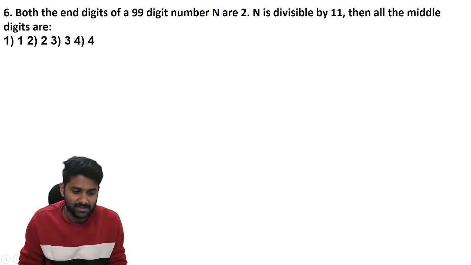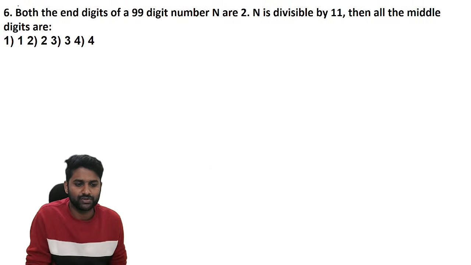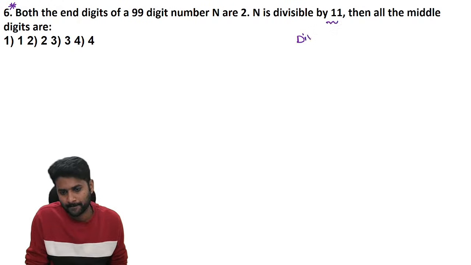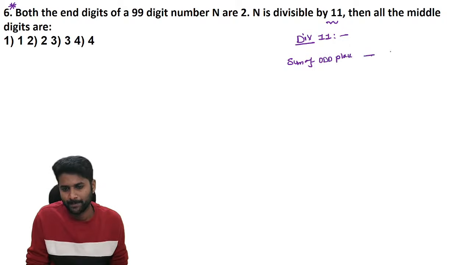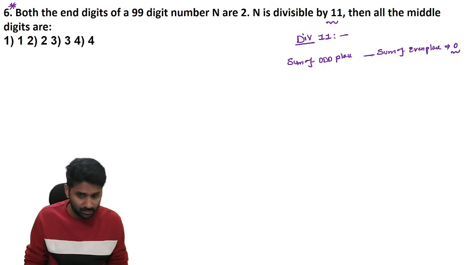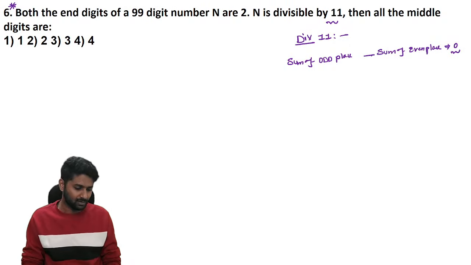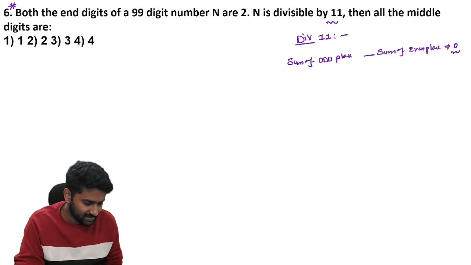Next. See, understand one of the most important questions. Divisible by 11. You know that the sum of odd places minus the sum of even places. We need the resultant to be 0 or multiples of 11. Resultant is 0 or multiples of 11. Definitely that number is divisible by 11.